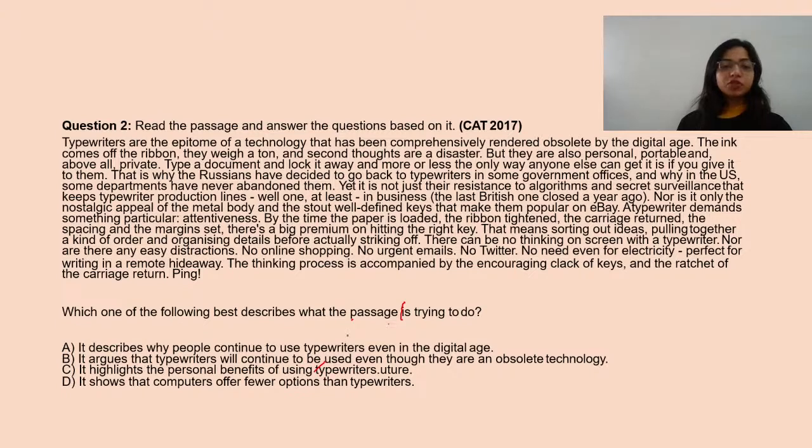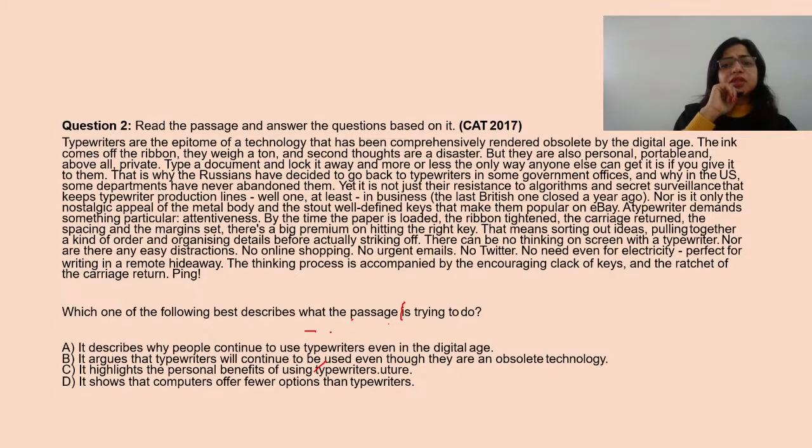So this shows privacy, because you can control the access. That is why the Russians have decided to go back to typewriters in some government offices. And in the US, some departments never ever abandoned them. They have been using them, even though they have been comprehensively rendered obsolete.